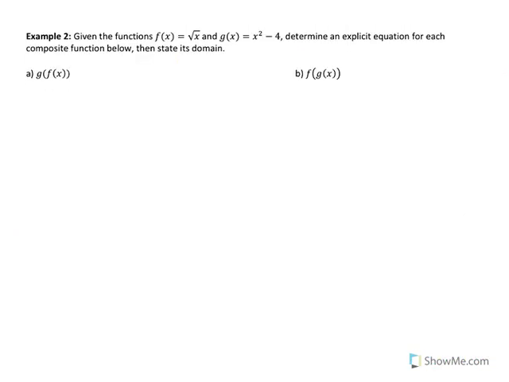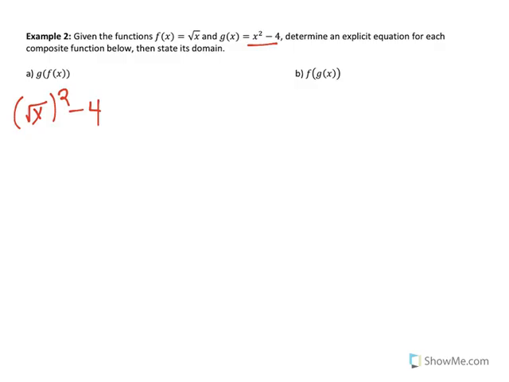Okay, next one. Given the functions f of x equals the square root of x and g of x equals x squared minus 4, determine an explicit equation for each composite function and state the domain. So we're going to do g of f of x, so I'm going to plug f of x into g. So I have the square root of x squared minus 4.